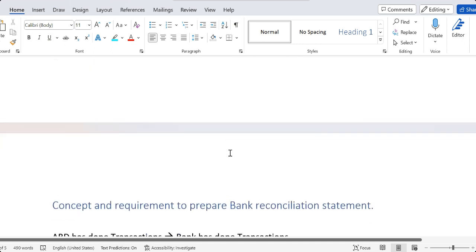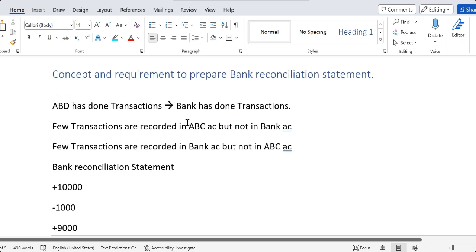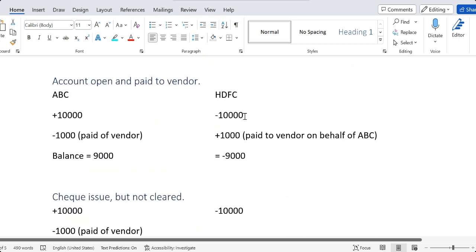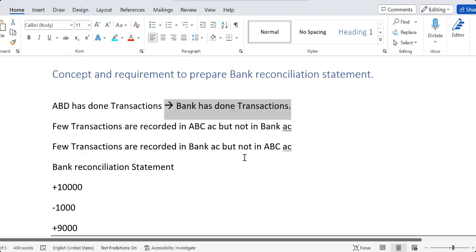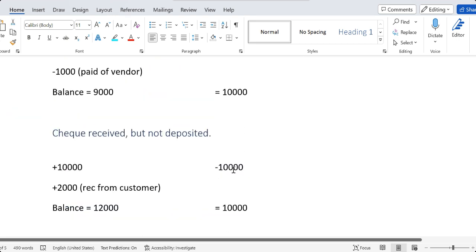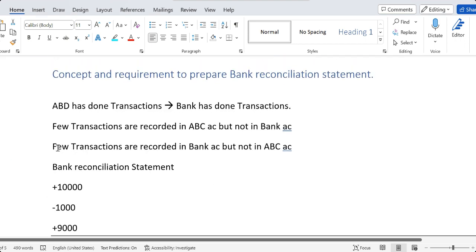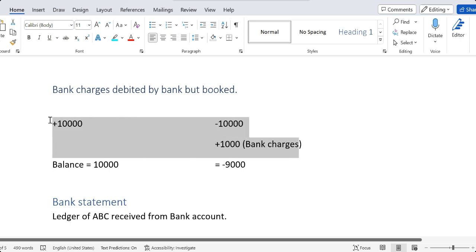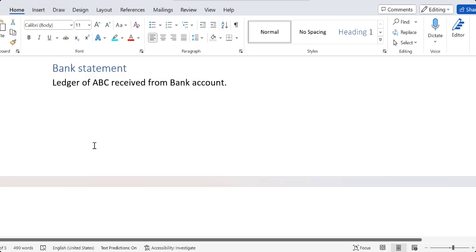We also have one term called the bank reconciliation statement, right? ABC has done some transactions, and the bank has some transactions. See here, ABC has recorded these transactions and the bank has recorded these transactions. Why do we need this bank reconciliation statement? Because a few transactions are recorded in ABC but not in the bank account, like here, we have recorded this but the bank has not. And some transactions are recorded by the bank but not by us. An example is the bank charges, because we did not receive the bank statement.